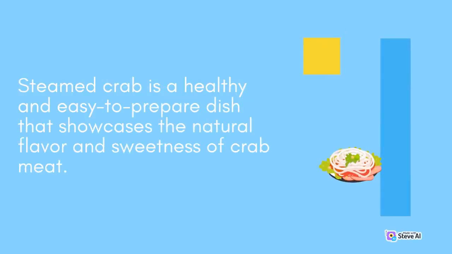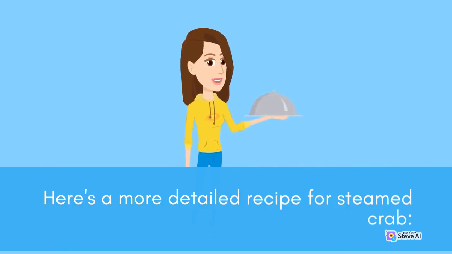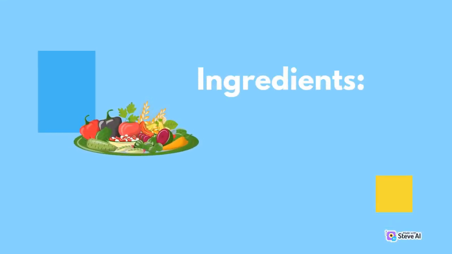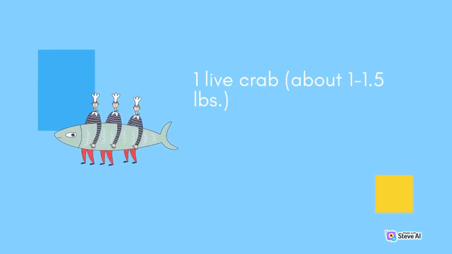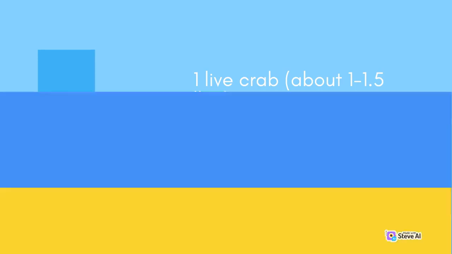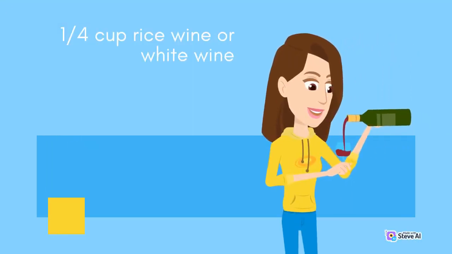Steamed crab is a healthy and easy-to-prepare dish that showcases the natural flavor and sweetness of crab meat. Here's a more detailed recipe for steamed crab. Ingredients: 1 live crab, about 1 to 1.5 pounds. 1/4 cup rice wine or white wine.